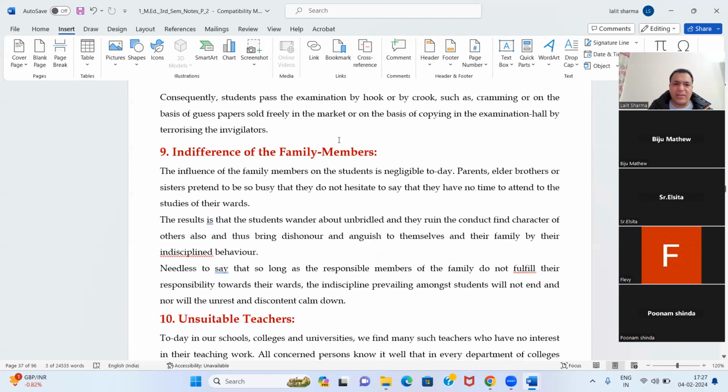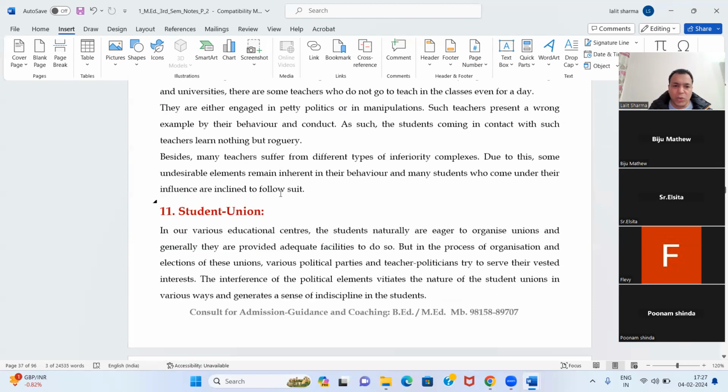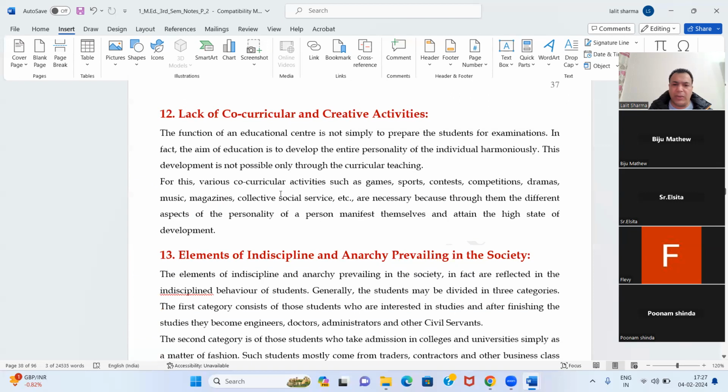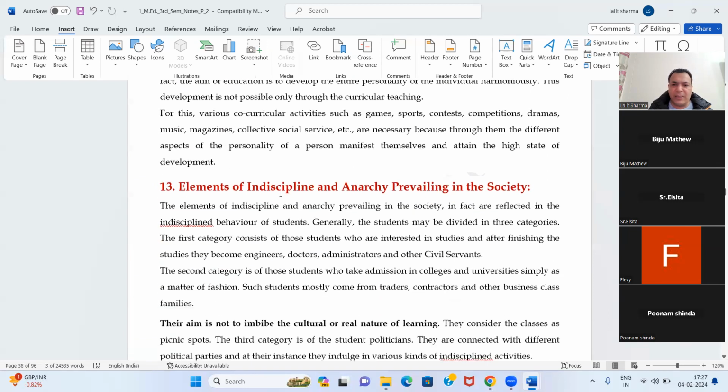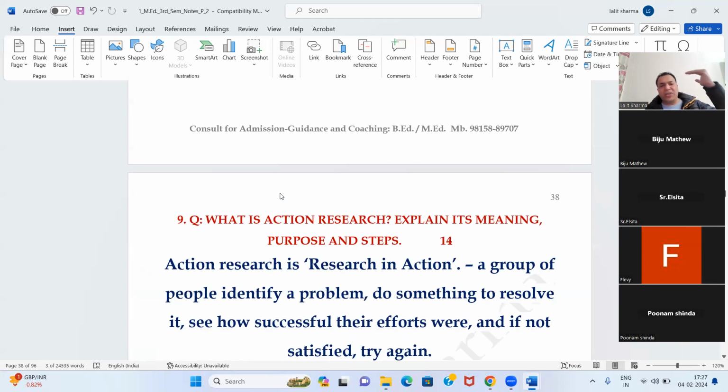Then indifference of the family members, unsuitable teachers, student unions, lack of co-curricular creative activities, element of indiscipline, anarchy prevailing in the society. So guys, all these features you can add under the answer of causes of unrest and indiscipline among students. Okay, this question always comes, it is very important.